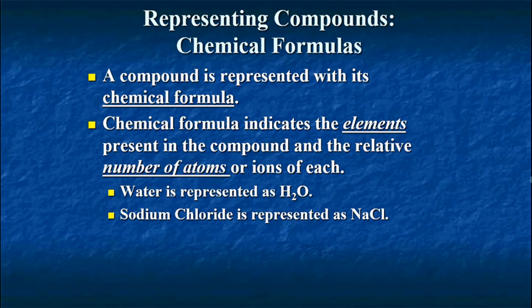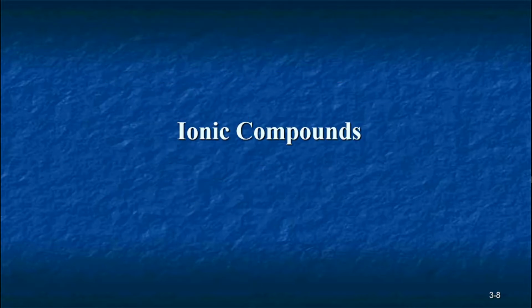To represent compounds, we use chemical formulas. The chemical formula is going to indicate the elements that are present in the compound and the relative number of atoms of each. In some cases, it'll be ions. So for example, as we know, water is represented by the common formula H2O. Sodium chloride, which is the name for table salt, is represented as NaCl. When we look at the array of compounds in nature, we can classify them into two large categories, ionic and molecular compounds. Let's spend some time here talking about ionic compounds.